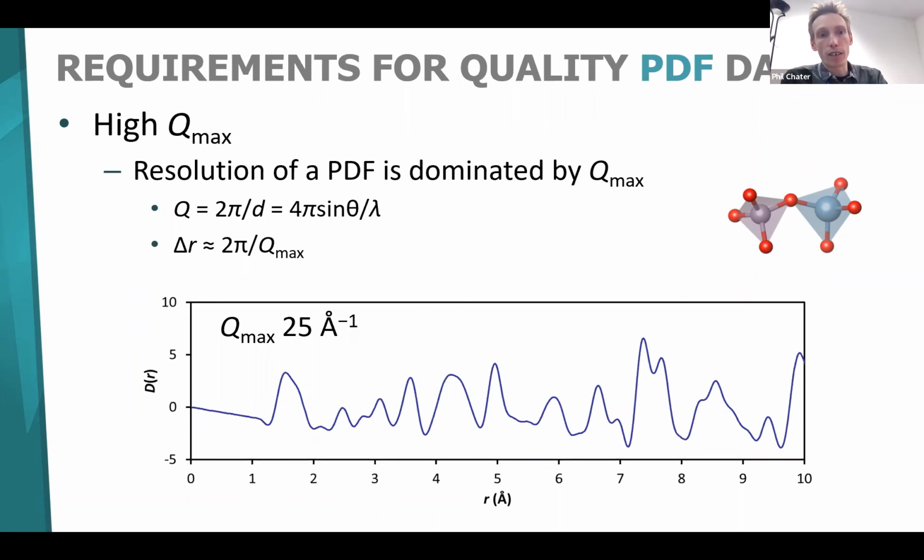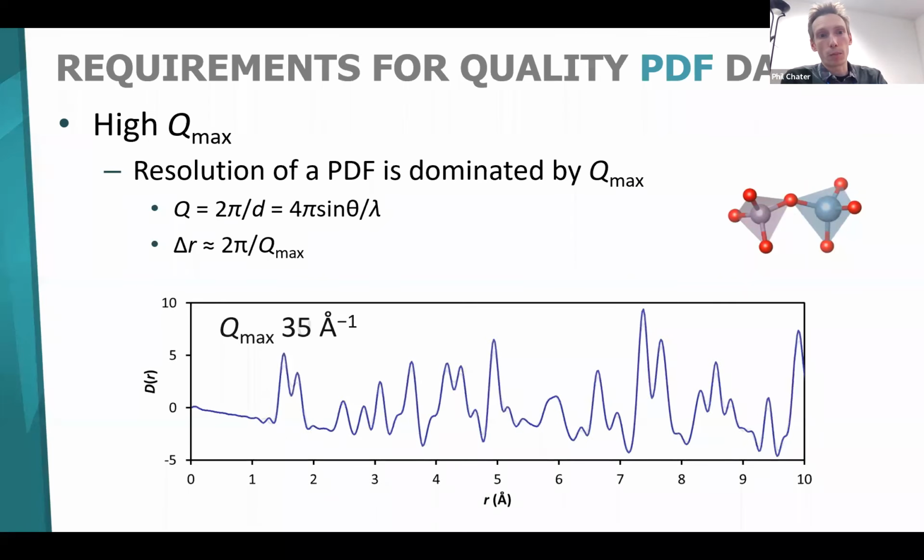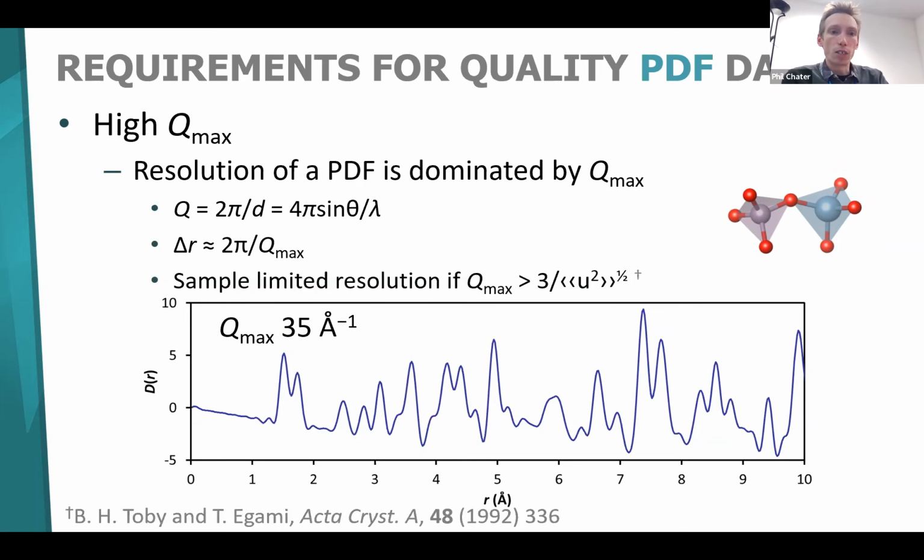But as we go to higher and higher energies, then you start to see these peaks fully resolve, and you get to a point where you're getting much more detailed information about your system. Ultimately, the amount of information is limited by the sample, or how much the sample is moving. So you can't just keep going to higher and higher Q and expect to keep getting sharper and sharper data, because your peaks are ultimately limited by the thermal parameter, how much your atoms are moving.